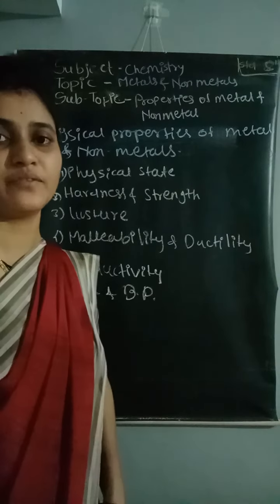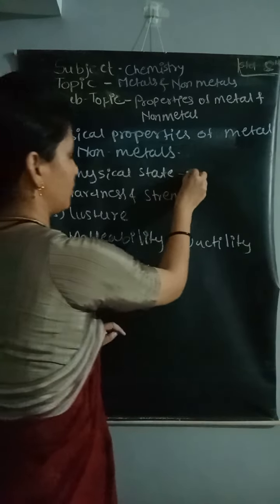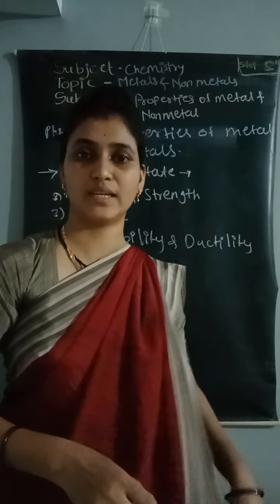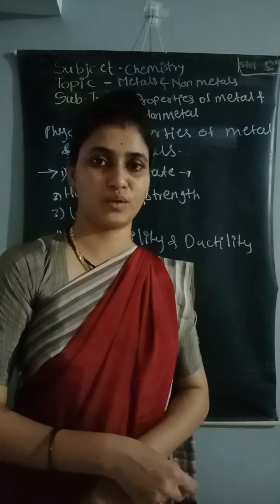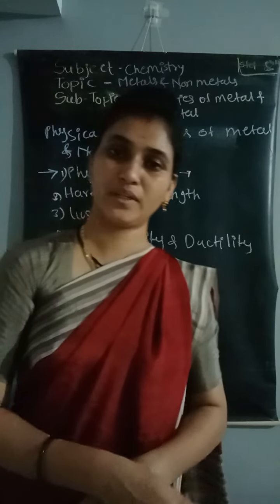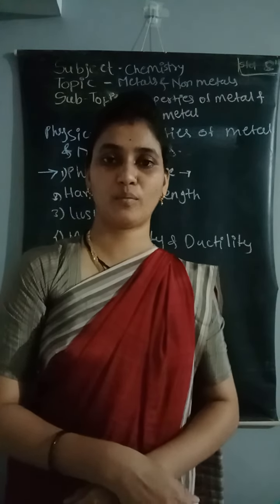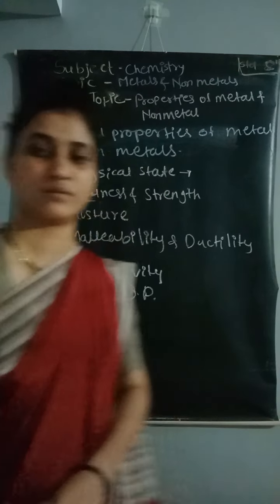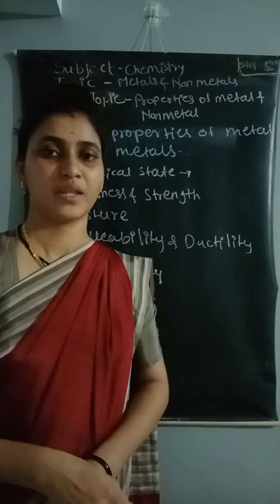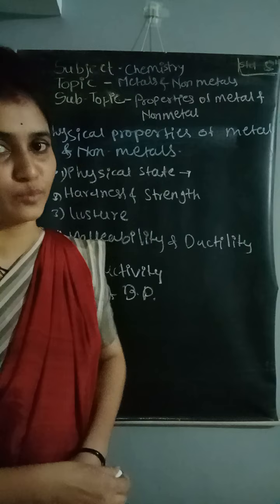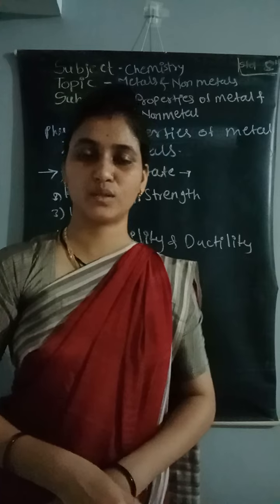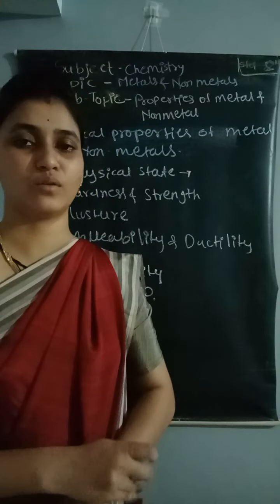So first we see the physical state. Physical state of the metals. Physically, metals are solid in state, but the exception is mercury. Mercury is liquid in state. What about the non-metals? Some non-metals are solids, like carbon and sulfur. Liquid is bromine, and gases are oxygen and nitrogen. Those are the physical states of the non-metals.